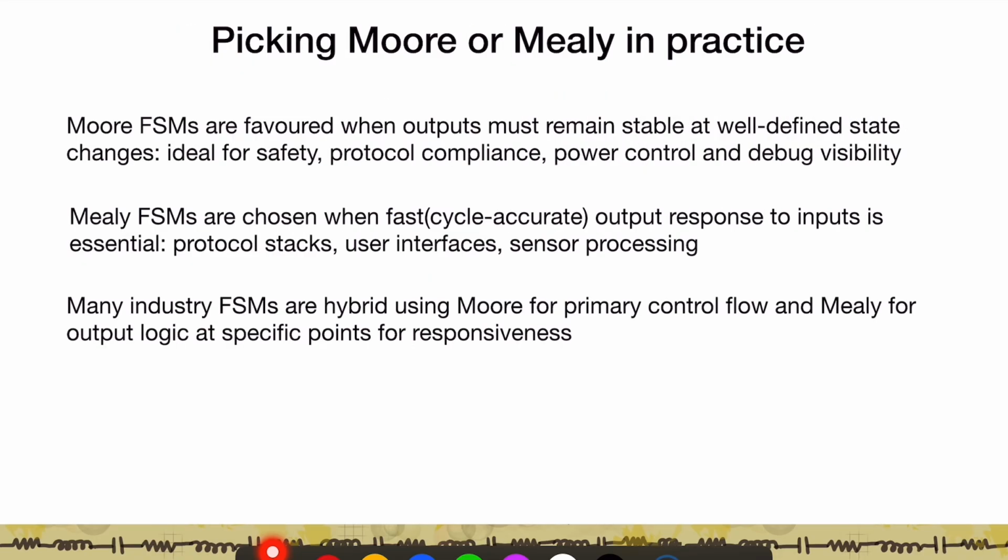So to conclude, picking Moore or Mealy is relative. With experience, you'll begin to figure out which one works for you. A general rule of thumb would be that Moore FSMs are favored when outputs should remain stable at well-defined state changes. So safety applications, protocols, power controls, debugs, etc. would go with the Moore implementation. A Mealy is chosen when fast output responses are needed, sensor processing, etc.